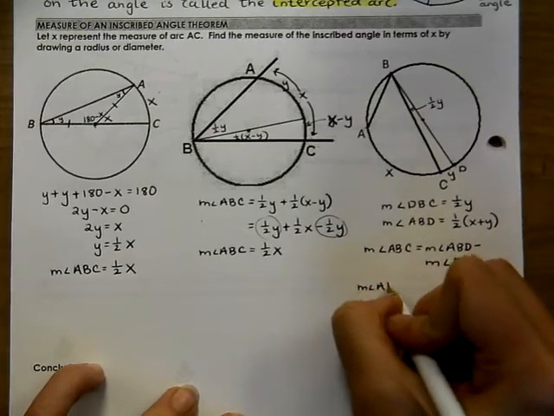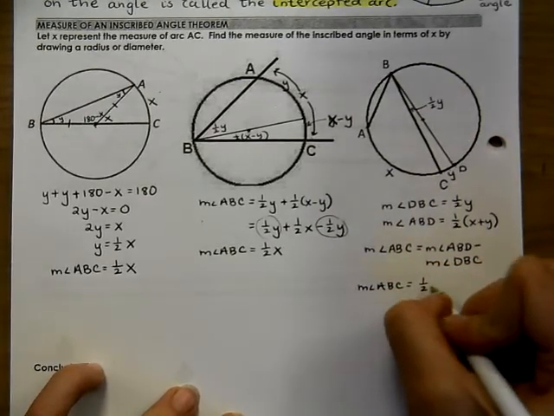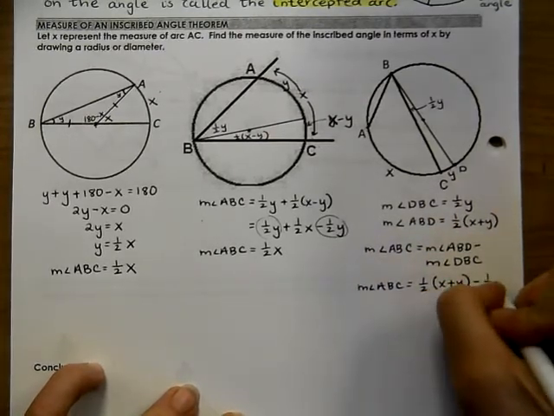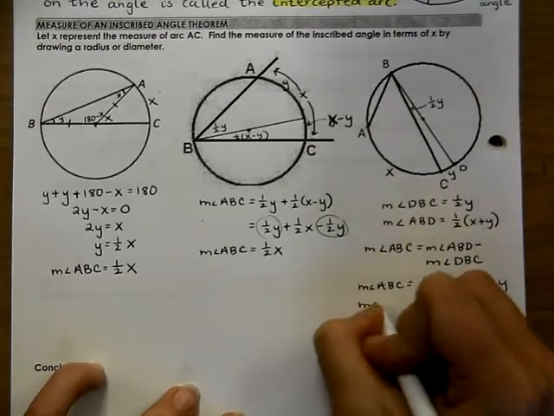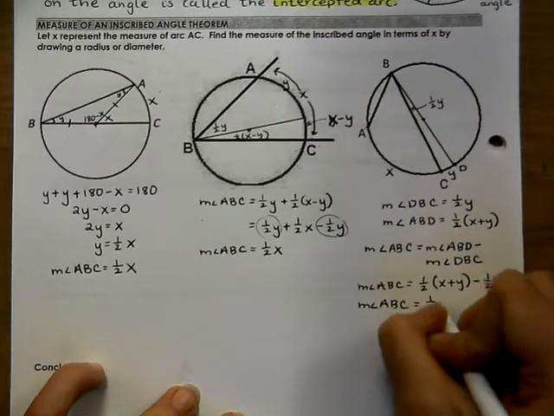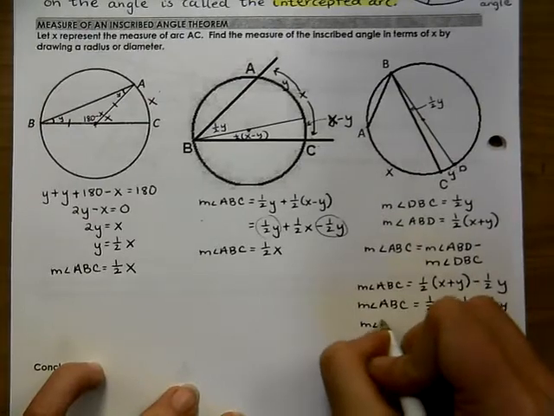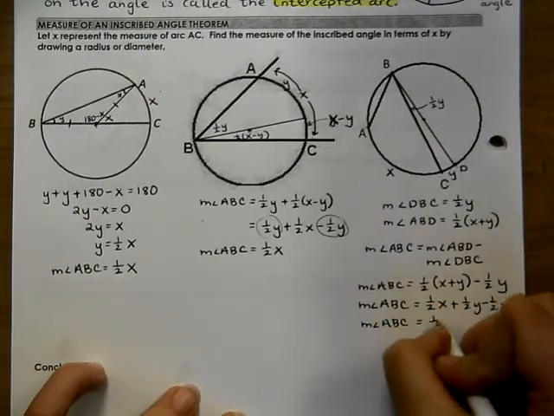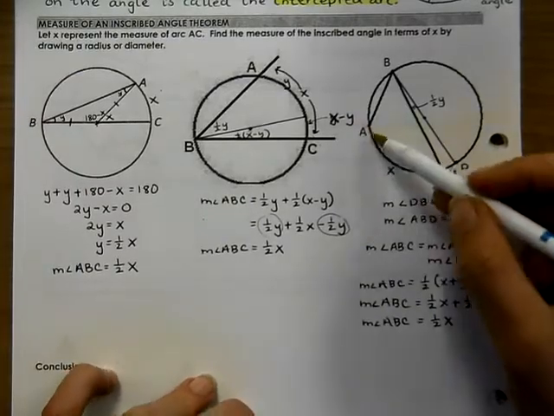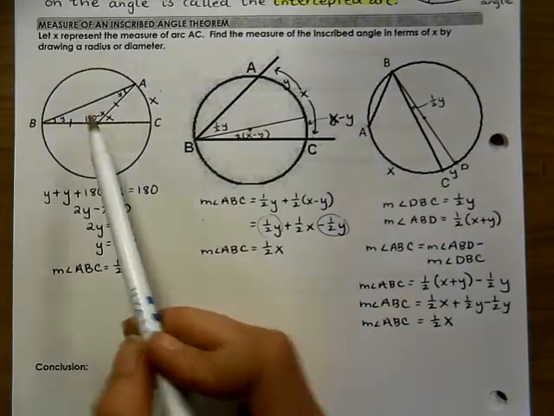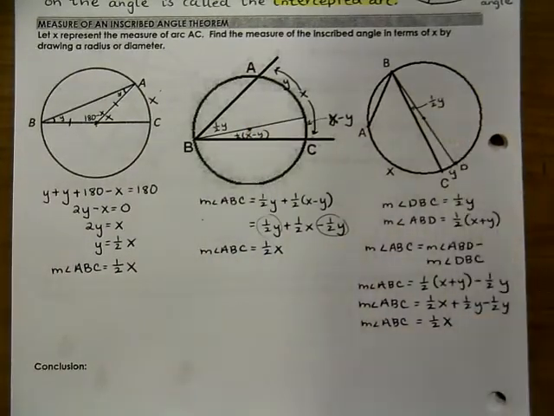So measure of angle ABC is equal to 1/2 of the sum of x and y minus 1/2 y. And if I distribute, I get 1/2 x plus 1/2 y minus 1/2 y, which simplifies to the measure of angle ABC being 1/2 the measure of its intercepted arc. So we see no matter how the inscribed angle is drawn, whether the center is on the angle, is inside the angle, or is on the exterior of the angle, the measure of the inscribed angle is always equal to half the measure of the intercepted arc.